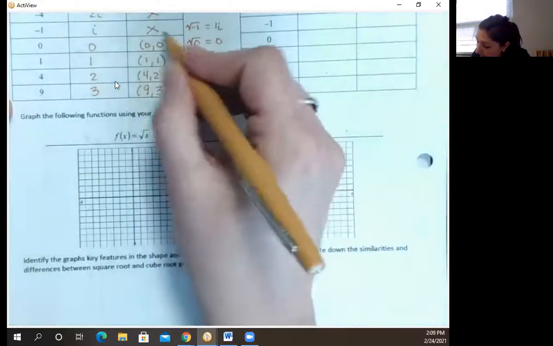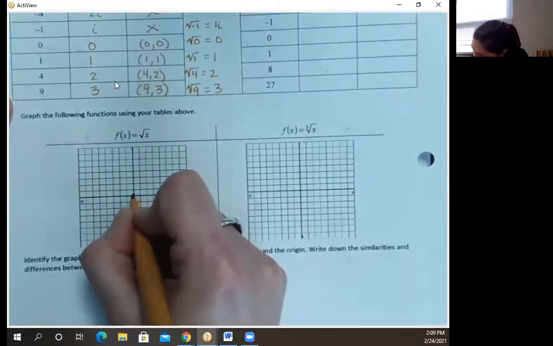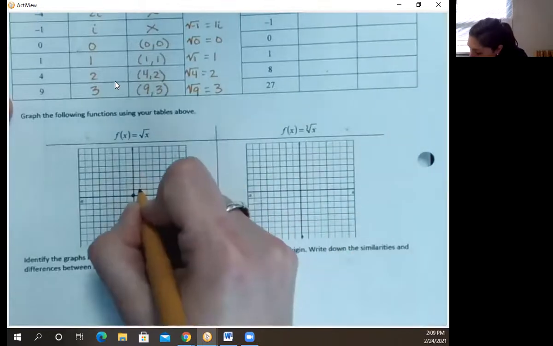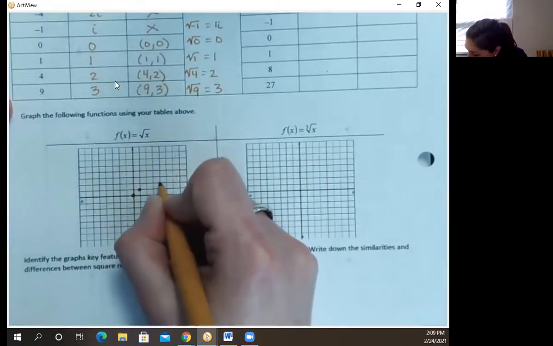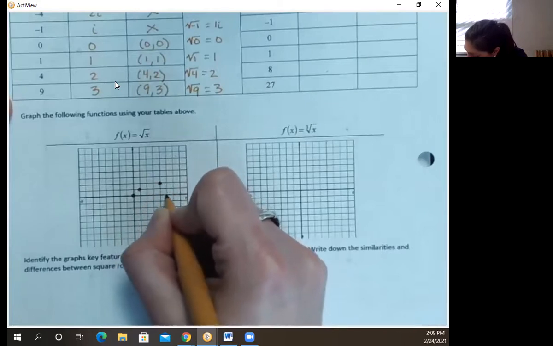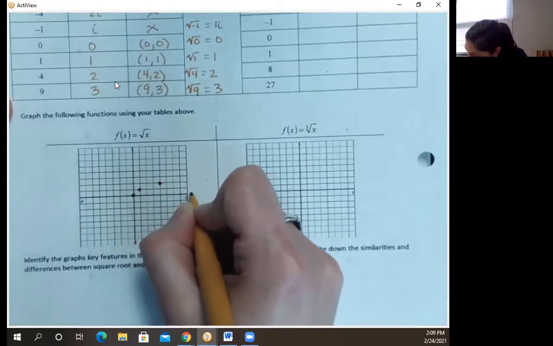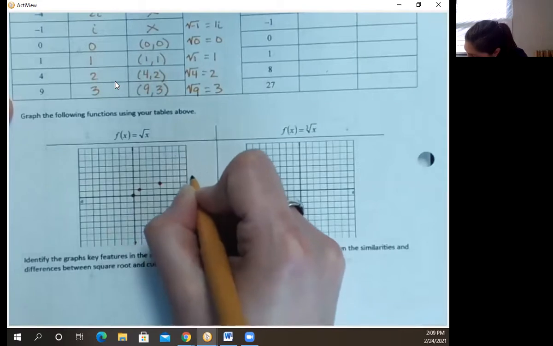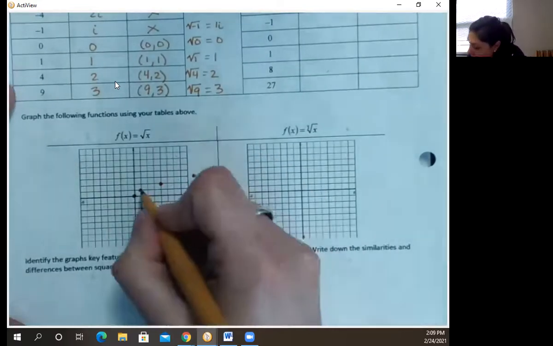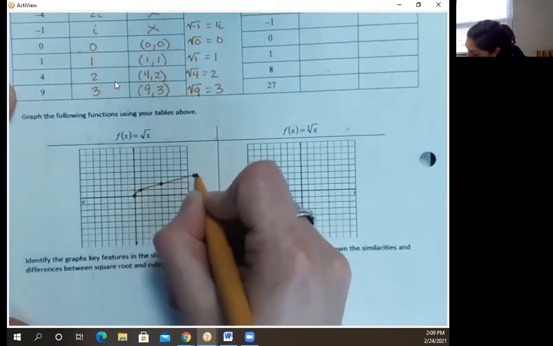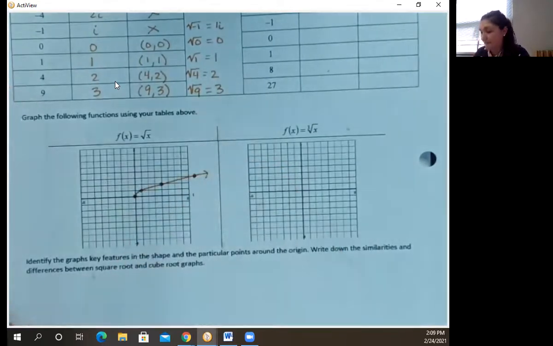So now I'm going to go ahead and plot these. So I have the point 0, 0. I have the point 1, 1, and then 4, 2, and then 9 would be here, 3, just off my graph. And I get a graph that looks like this.